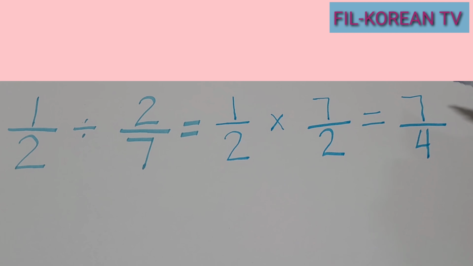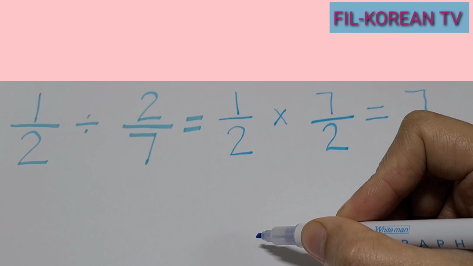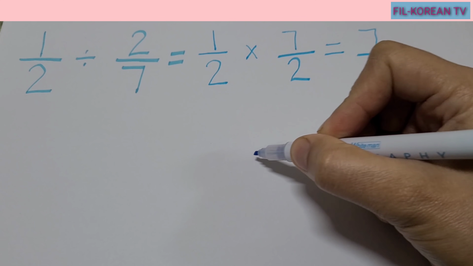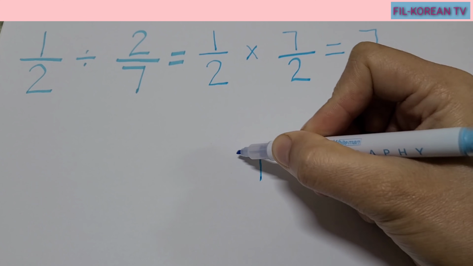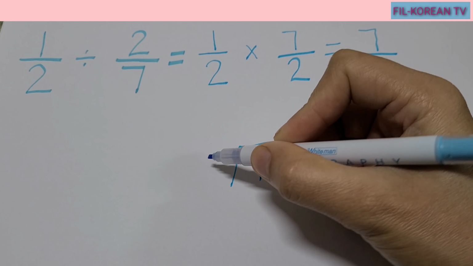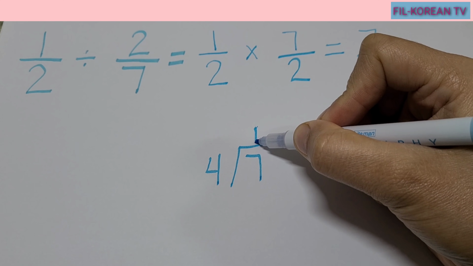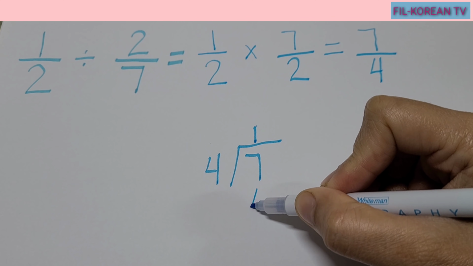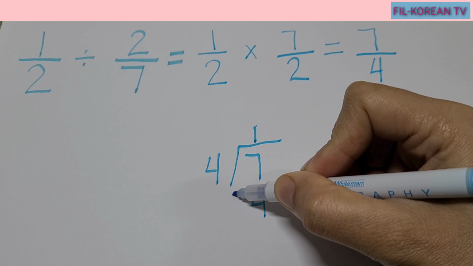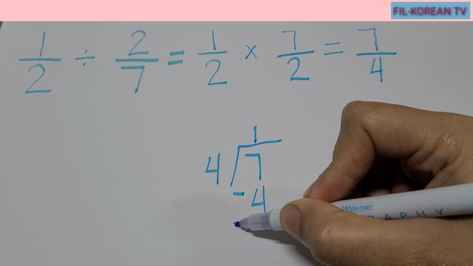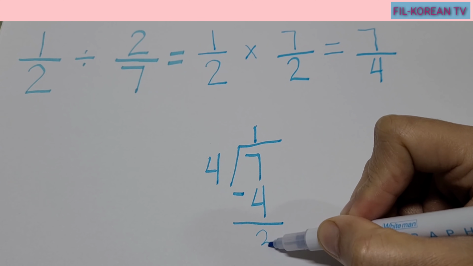Improper fraction. The numerator 7 is greater than 4. Kailangan natin itong i-simplify. So, sa pag-simplify, i-divide lang natin ang numerator sa denominator. So, i-divide natin dito. 7 divided by 4. The answer is 1. 1 times 4 equals 4. And then subtract. 7 minus 4 equals 3.